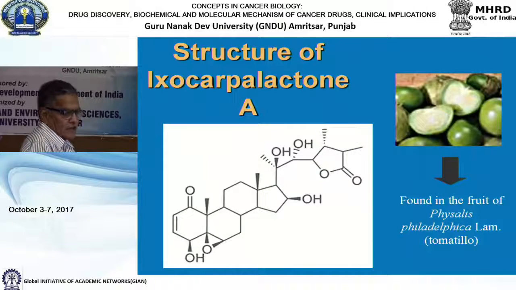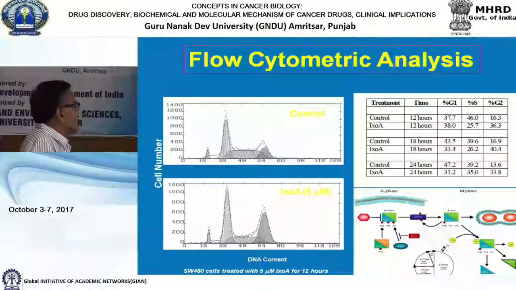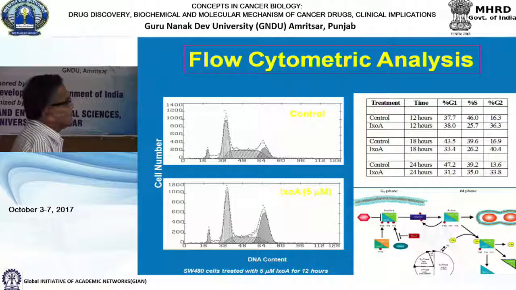So this is the structure of ixacarpolecton. I put this here to show how the structures look. This is a flow cytometry, and if you look at it, the ixacarpolecton has a G2 arrest. The cells are getting arrested in G2, and this is the breakdown, which is not necessary to see right now. So, it's a G2 arrest.